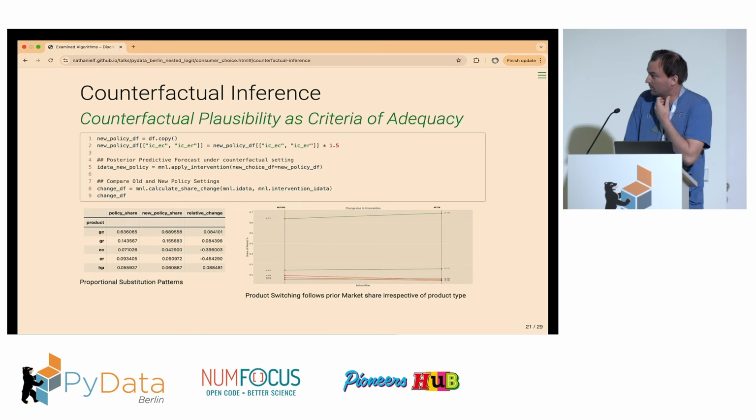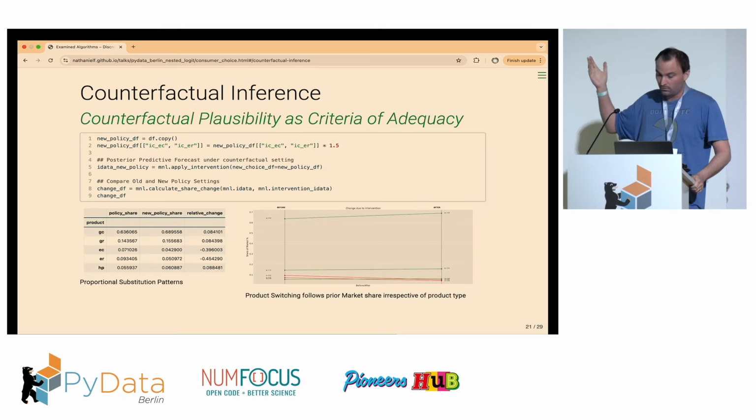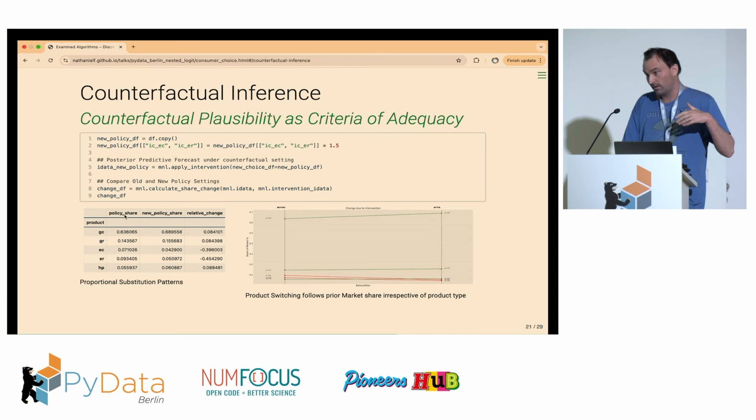So I mentioned that this is causal inference ready. This is how you would make a counterfactual inference with PyMC Marketing. You define a new data set, which is similar to your old one, but in this case, you've added a 50% multiplier to the installation costs of the electrical central heating and the electrical radiator system. Maybe this is a little bit small to see, but what you see in these three columns is the original market share under the observed data, the new market share under the counterfactual policy of a new price setting, and then the relative percentage change.